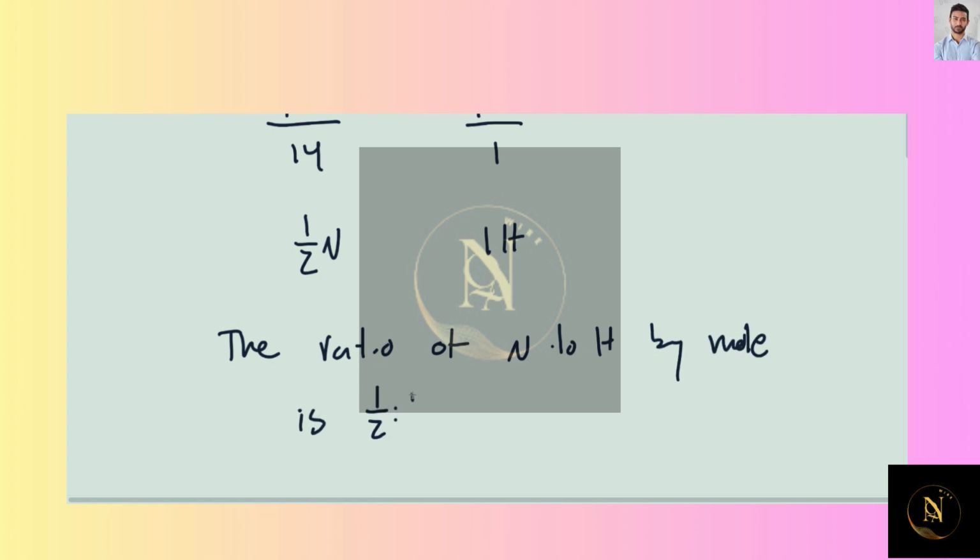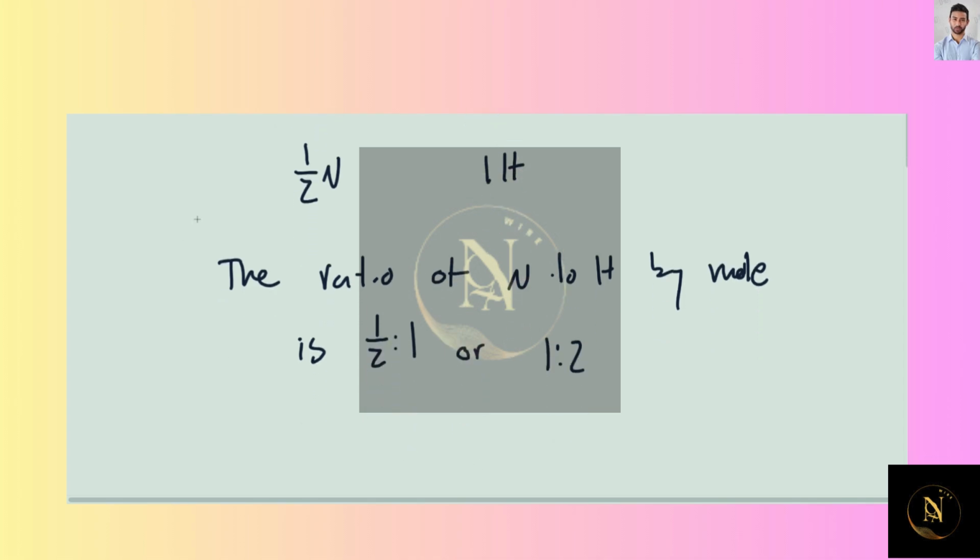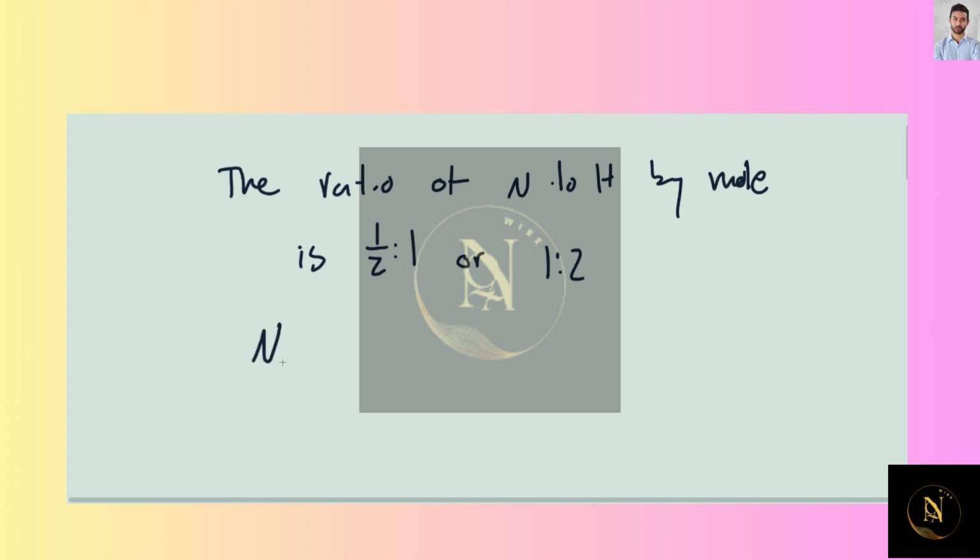is 1/2 to 1. To put this in standard form, I would need to multiply this whole thing by 2. Usually we have whole numbers when we do ratios, so we'd say 1 to 2, right? Because we multiply this by 2 and multiply this by 2, and we get 1 to 2, which means that there are 2 hydrogens for every nitrogen. So the empirical formula, therefore, is nitrogen 1, hydrogen 2, or NH2. That is the empirical formula of hydrazine.